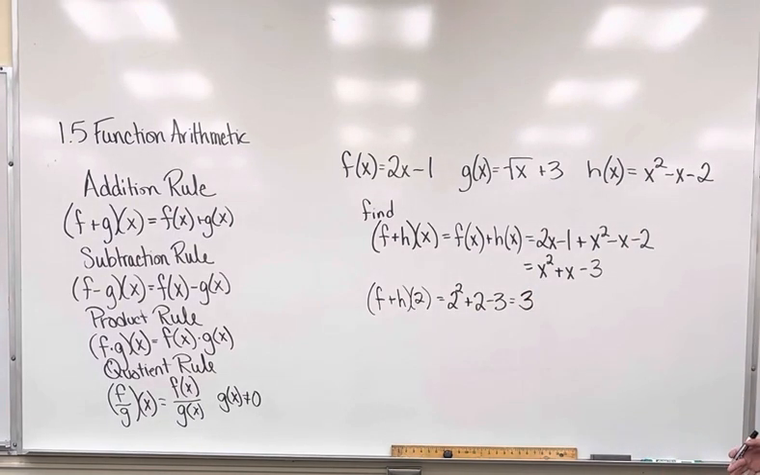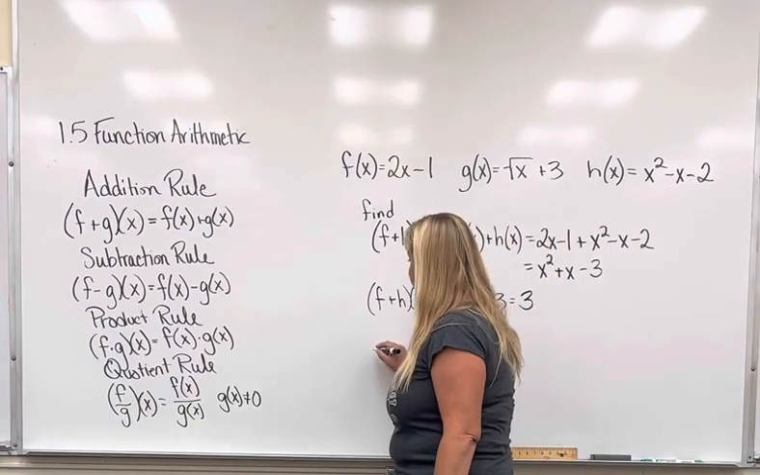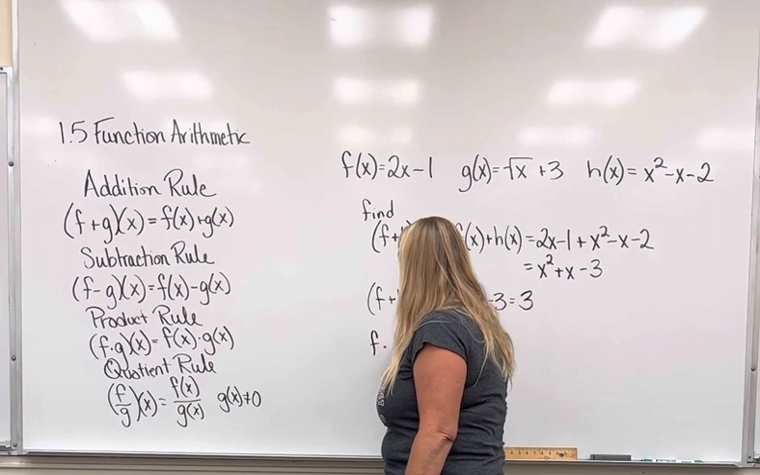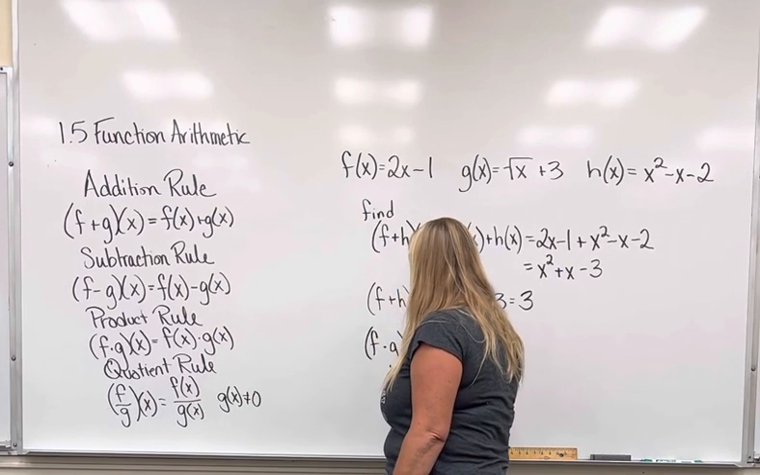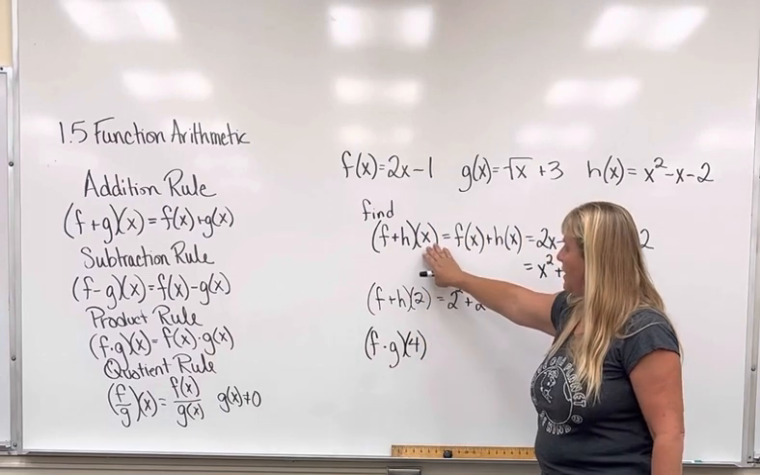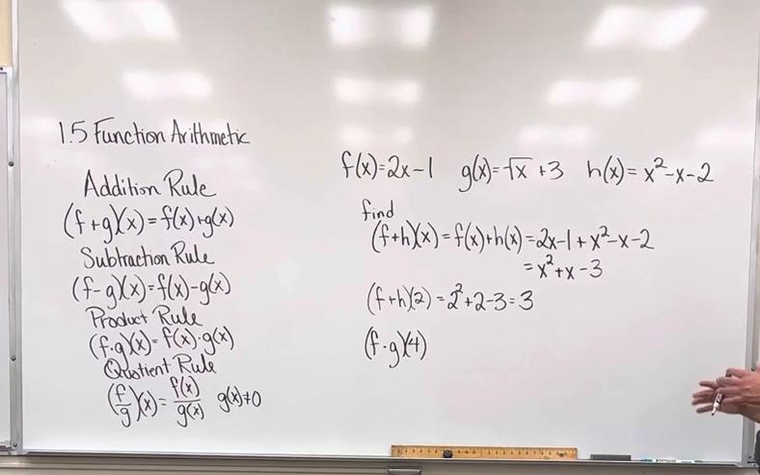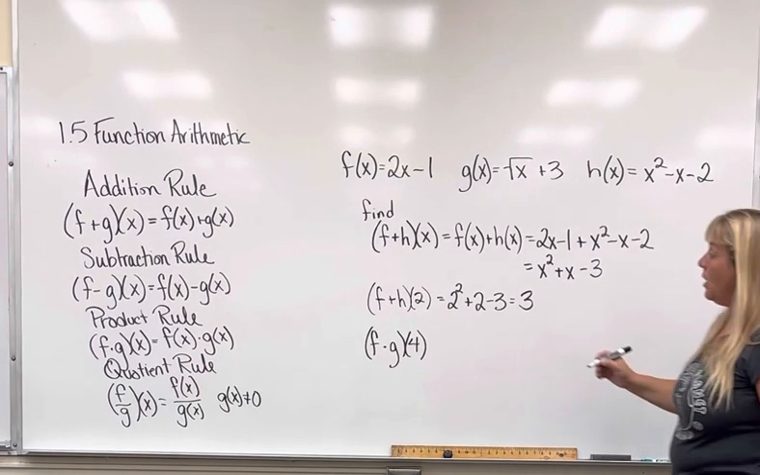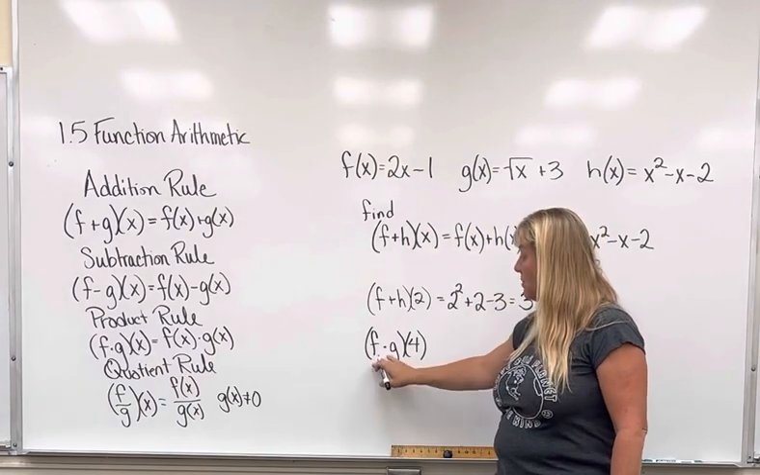Now, they might also ask you just to do something like this: f times g of 4. Okay, so this first one I put an x in there. This one they're just going directly to f times g and then of 4. So they want us to plug in 4 into both of these functions, but we're multiplying.